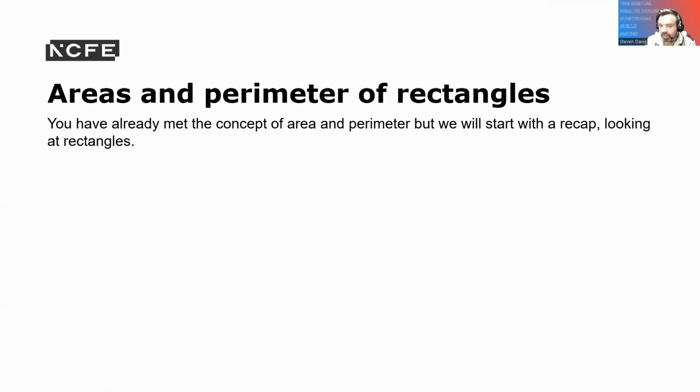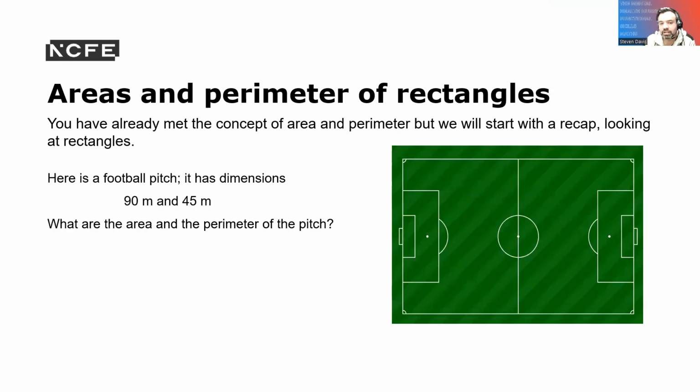composite shapes. So areas and perimeters of rectangles: we have already met the concept of areas and perimeters, but we'll now recap what we're looking at here. So here's a football pitch. Its dimensions are 90 meters by 45 meters. What is the area of the pitch? The solution is very simple, isn't it? It's 90 times 45, which gives you 4,500 meters squared.